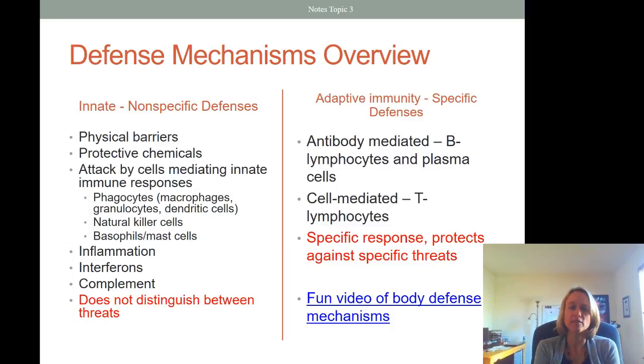Adaptive immunity, however, is antigen specific, and it's mediated by two arms: the antibody mediated, and this is through the B lymphocytes, or cell mediated, and this is through the T lymphocytes. Once again, these are specific and they protect against specific antigens. If you have time, you'll want to check out this fun video of body defense mechanisms. You'll have to use a link from the PowerPoint slides rather than the screencast.